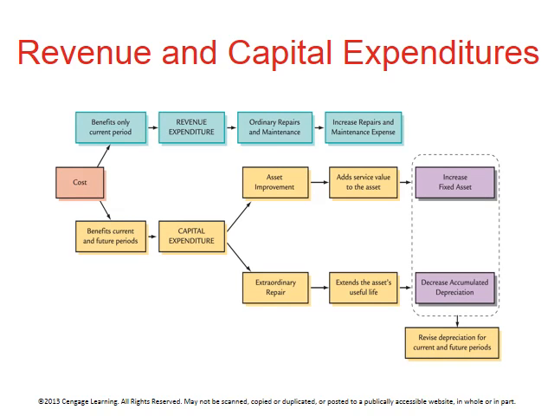So here's another decision tree. So we have a cost. If it benefits only the current period, it's a revenue expenditure. It goes on the income statement under ordinary repairs and maintenance. If it benefits future periods, we could say it's a capital expenditure. So if it's an asset improvement, we add service value to the asset, we increase the fixed asset in purple. If it's an extraordinary repair that extends the asset's useful life, we would decrease accumulated depreciation.